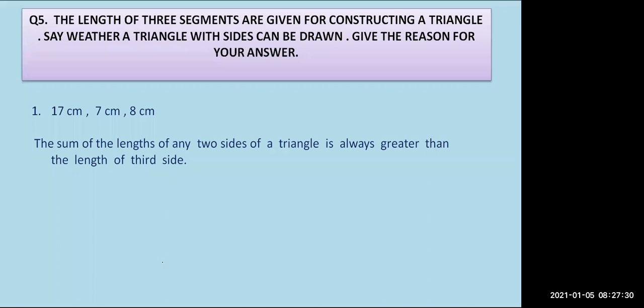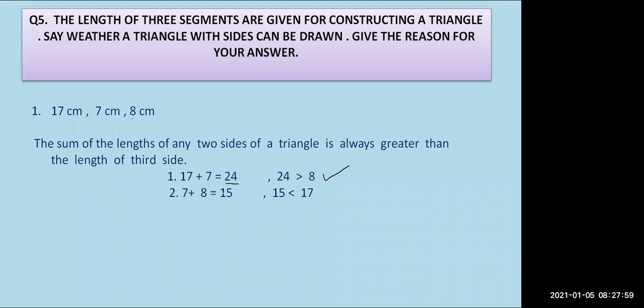Let's see if in case I'm adding 17 plus 7. So 17 plus 7 gives me the answer 24. Here is my answer, 24. So 24 is greater than 8, that is the third side. Here I have the third side 8. So 24 is greater than 8. Yes. So the property is applicable over here.